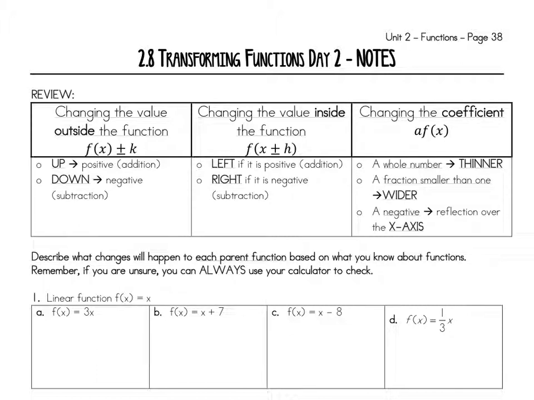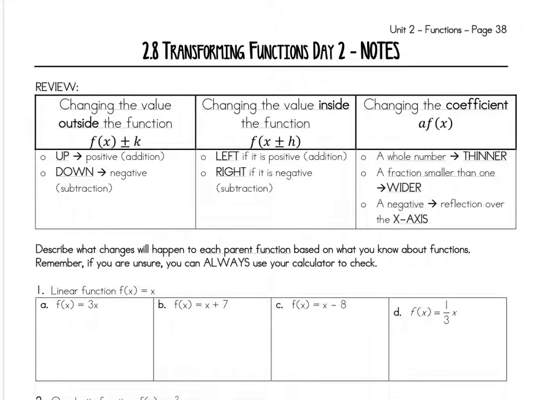So if we recall from the previous lesson, if we change the value that's outside of the function, so the constant, this value right here, what ends up happening is the function is either moved up if it's positive or down if it's negative. If we change the value inside the function notation, what will end up happening is that it will either move left or right. Left if it's addition, and then right if it's subtraction. That's a little backwards, remember that one.